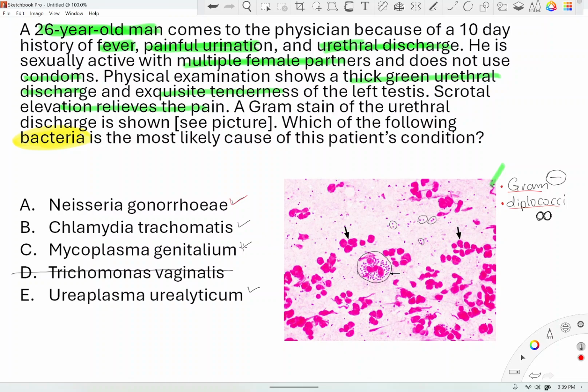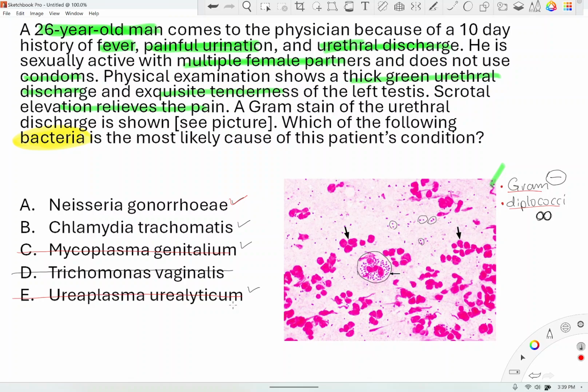Mycoplasma genitalium. Mycoplasma doesn't have a cell wall, therefore it doesn't stain with gram stain. So I'm not going to even choose this. Mycoplasma doesn't stain. It's a wall-less bacteria. Ureaplasma is also a wall-less bacteria. It doesn't have the peptidoglycan layer, so it doesn't stain with the gram stain. So those 2 will be out. So now we're left with A and B.